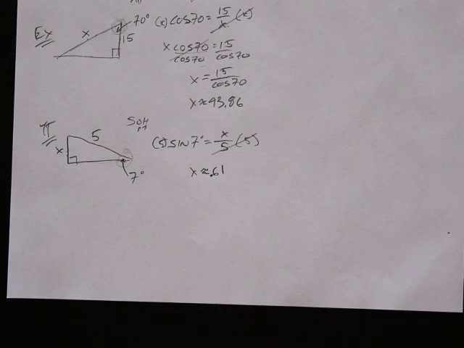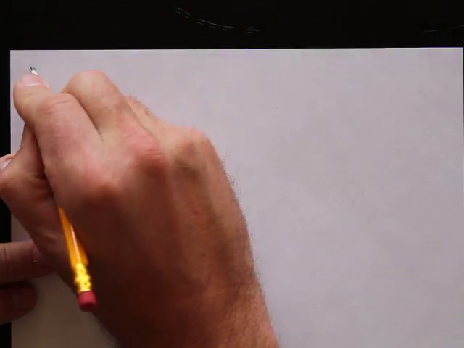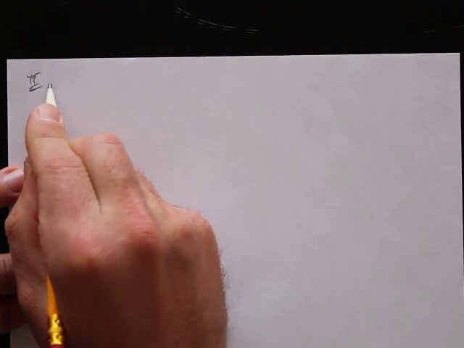Okay. Good. Now we're going to keep going. We got some more stuff to do with these trig ratios. You try another one. Okay, great. So here's another triangle.